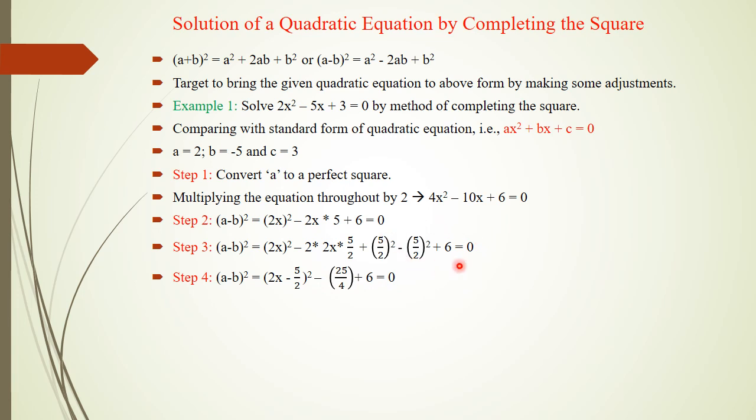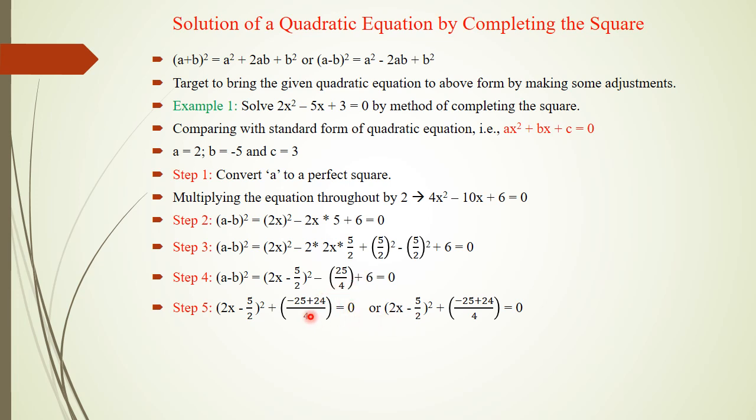Now, what about these terms? These terms I will simplify and I'll keep them as this. That is 5 by 2 whole square will be 25 by 4 plus 6 as it is here. Then 2x minus 5 by 2 whole square as it is. When I simplify this further, I'll take 4 as LCM and it will be minus 25 plus 4 into 6 is 24 here.